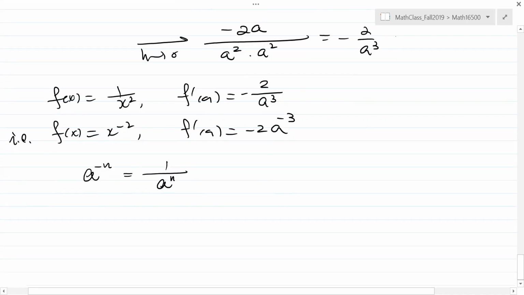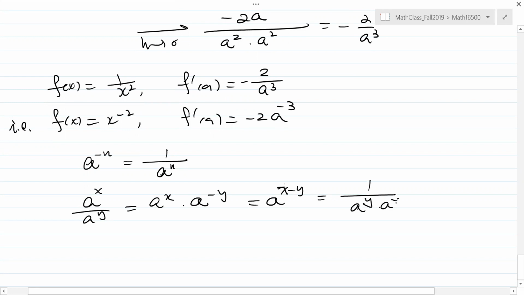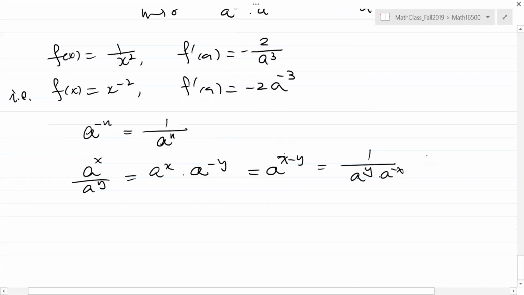Also, we have a to the x over a to the y is going to be a to the x times a to the negative y. It's a to the x minus y. You can also change it to like that. I hope you can see it. And that's going to be 1 over a to the y minus x.